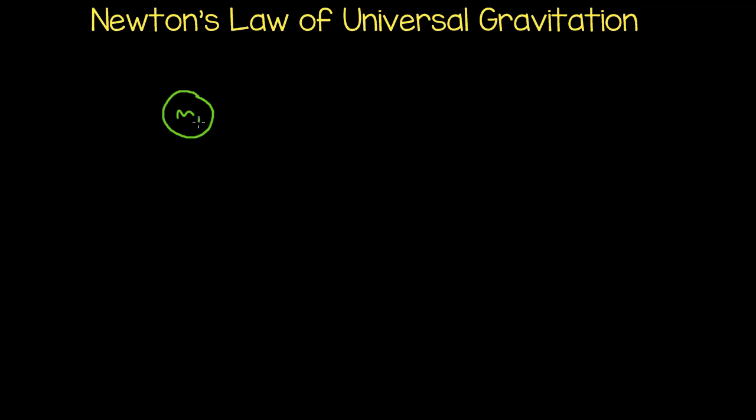So if I have a mass m1 and another mass m2 in the universe, these will attract each other. That's the reason why the Earth rotates around the Sun, the Moon rotates around the Earth. It's because of a gravitational force. That's the same reason why we stay on the Earth.